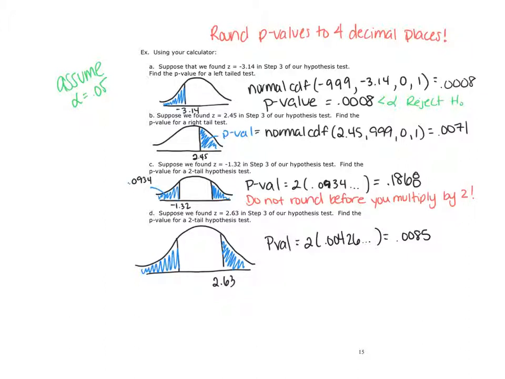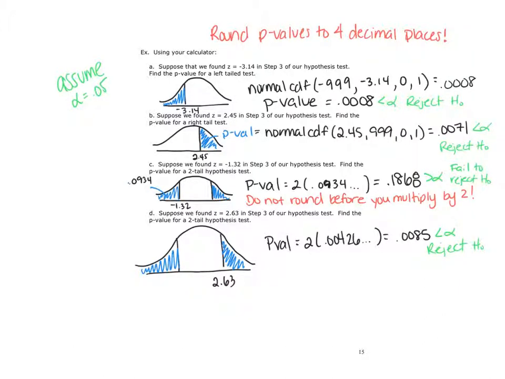In the second case, our p-value is 0.0071, which again is less than alpha, so we would reject the null in this case as well. In the third case, 0.1618 is greater than alpha, so we fail to reject the null. And the last case, 0.0085, is our p-value, which is less than alpha, so we would reject the null.